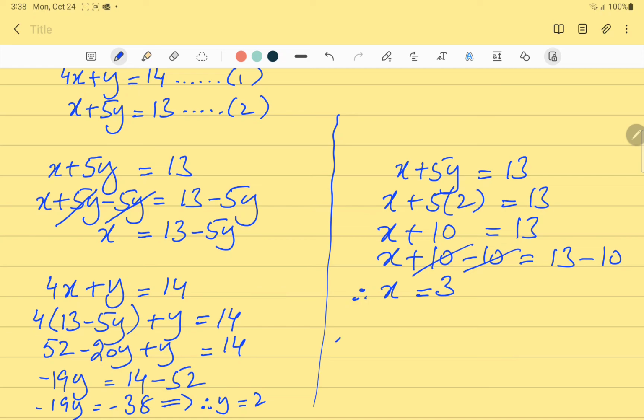So our solution set in this case is x is 3 and y is 2, which is the answer of our question.